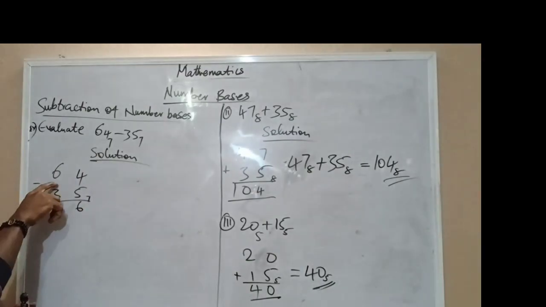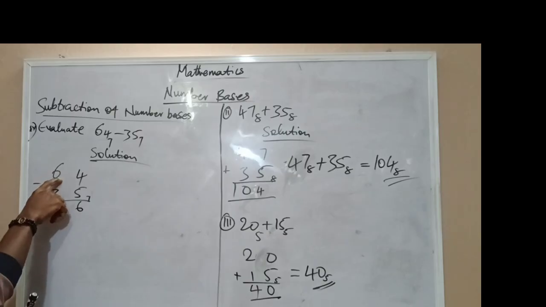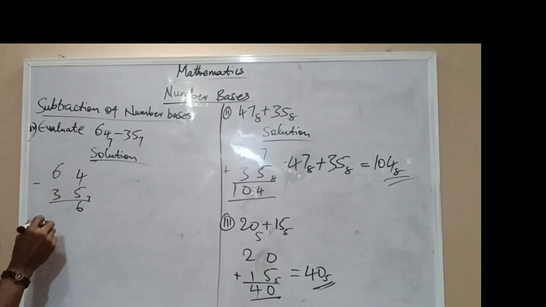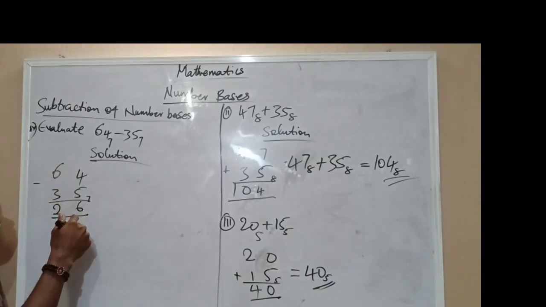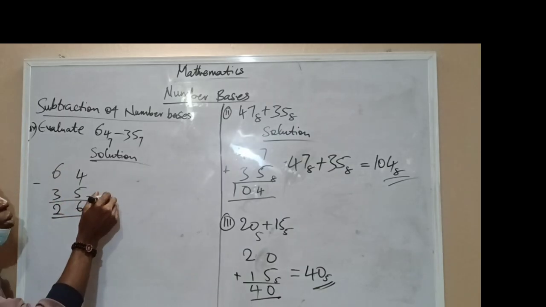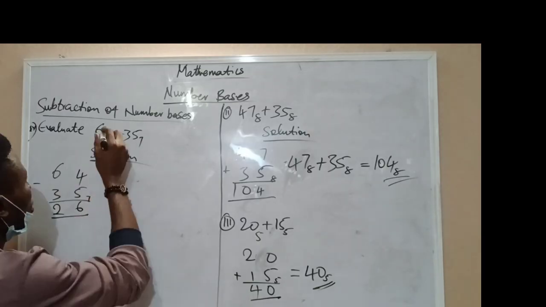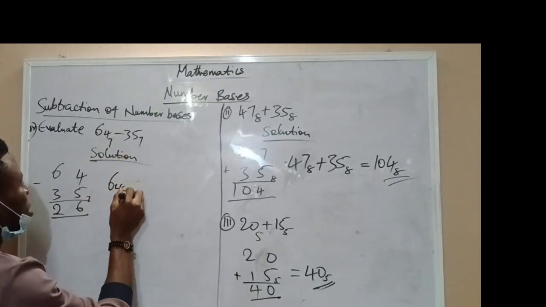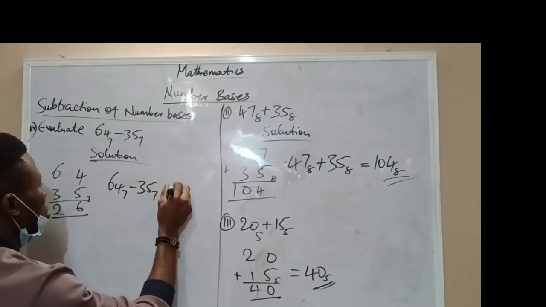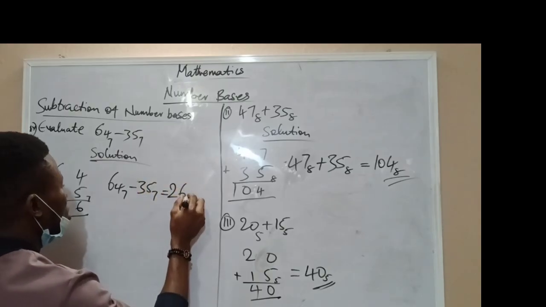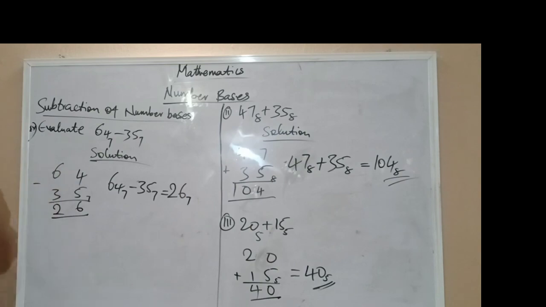Now remember, we've already collected 1 from 6. What is left is now 5. Then 5 minus 3 is 2. Therefore, 64 base 7 minus 35 base 7 is equal to 26 base 7.